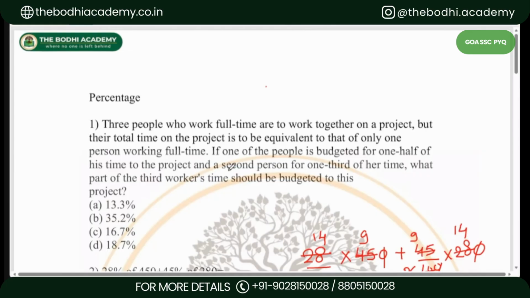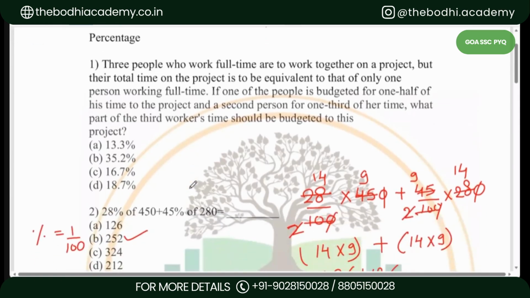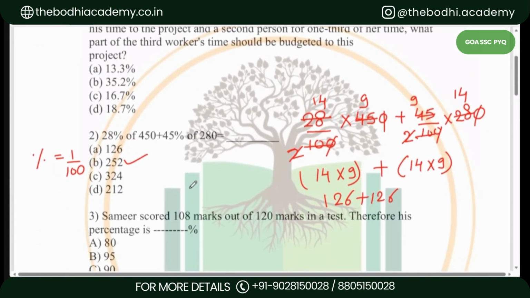Fine. So first we will see some basic questions which I had already solved, but still again I will explain to you how it works. So the very basic question is this simple one. 28% of 450. This kind of question definitely comes in the examination. Be ready for this kind of question. So 28% of 450, 45% of 280.